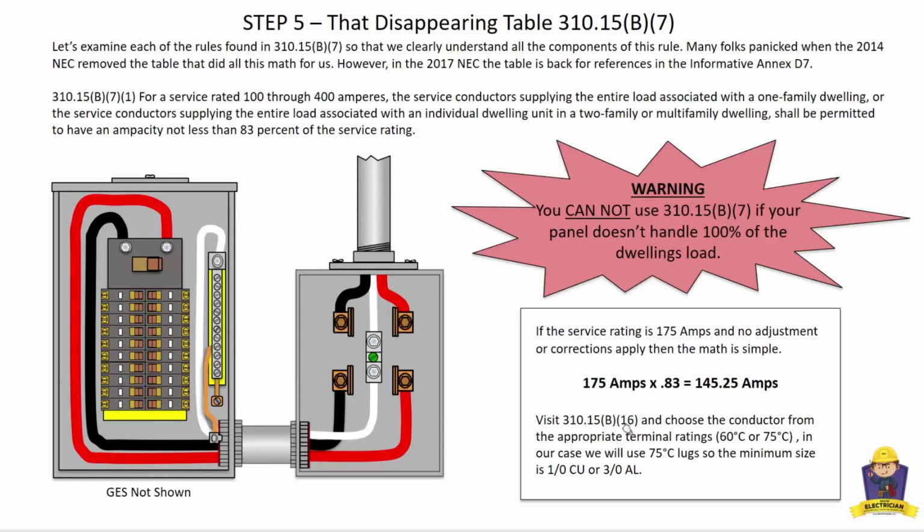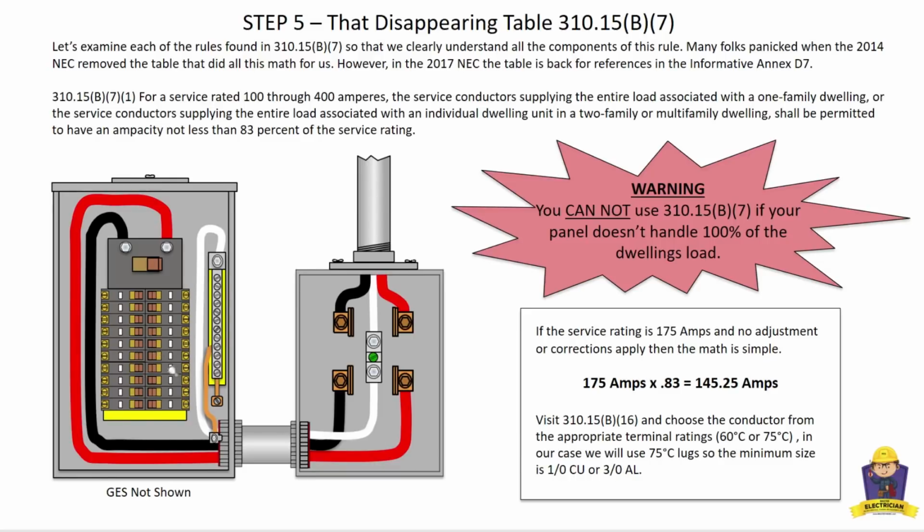So you visit 310.15(B)(16), and you choose a conductor from the appropriate terminal rating under the 60 or 75, and chances are this is probably going to be 75. And you simply select the conductor from that column because we haven't applied any adjustment and corrections here. We are simply just choosing from the columns. And in that case, you go down to 75 because we expressed in most of our calculations that our lugs are 75 degrees C. So it would be a 1-aught copper or a 3-aught aluminum. And all I say is aught all the time, but it's actually not. But anyway, 1-aught and 3-aught.